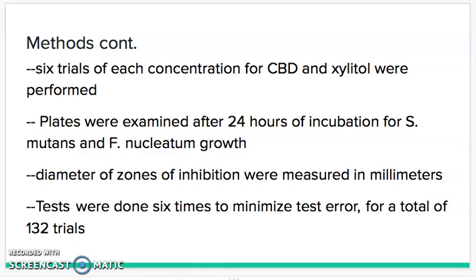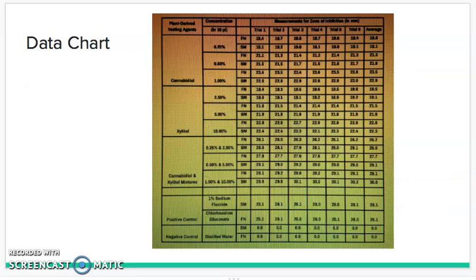Plates were examined after 24 hours of incubation, and the diameter of zones of inhibition were measured in millimeters to see which one had the bigger zone of inhibition. And as I said before, tests were done 6 times to minimize test error to make sure that they were correct, for a total of 132 trials.